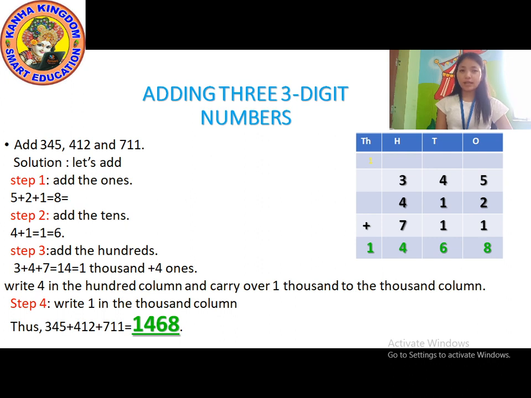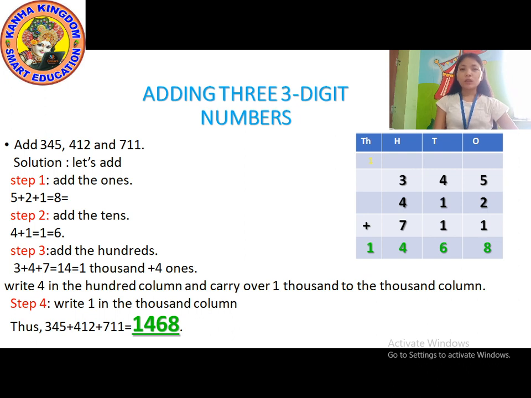And step 3 is add the hundreds. We have to add the digits which are in the hundreds place. In the number 345, 3 is in the hundreds place. So we take 3 from 345, 4 from 412, and 7 from 711, because 4 is in the hundreds place, and 7 is the digit in the hundreds place in the number 711.